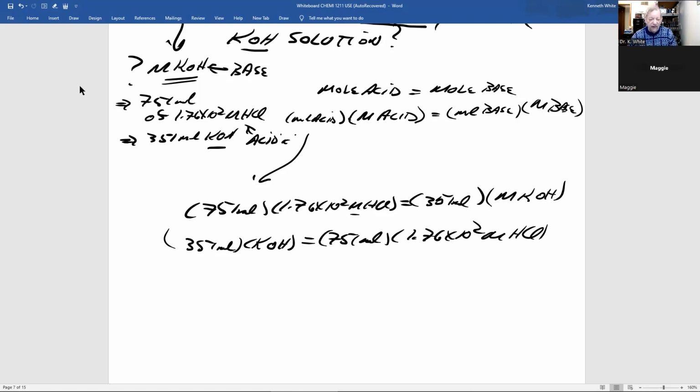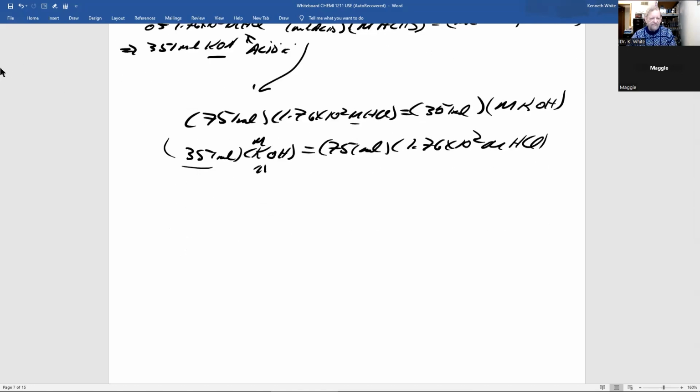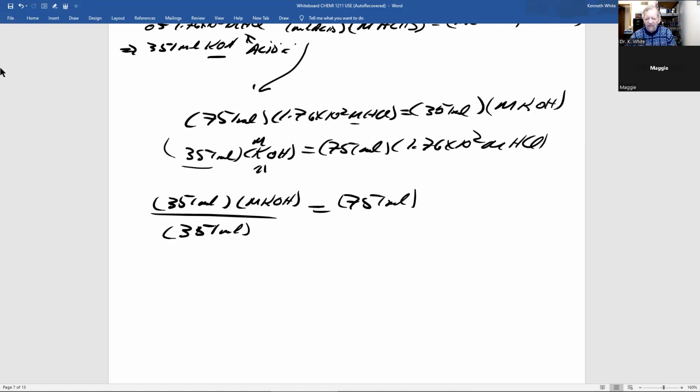So we're trying to solve for molarity of KOH. I forgot the M there. And we want to get rid of the 351. So I'll divide by 351, because anything divided by itself is the number 1. It's canceled out. But whatever I do to one side, I have to do to the other.